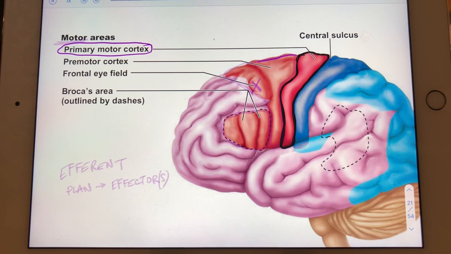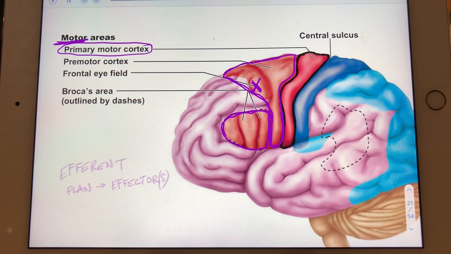Hey, what goes on roughly through this kind of almost T-shaped area? Who lives here? Yeah, the premotor cortex. The premotor cortex also kind of surrounds the frontal eye field. Right next door is Broca's area. All of these are motor.